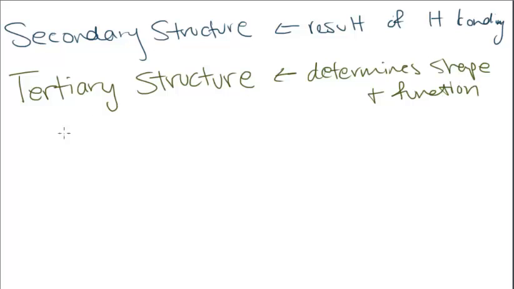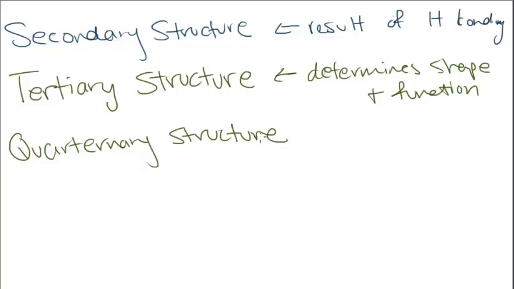And the last structure you need to know about is quaternary, and that's basically a bunch of proteins that have bound together in more than one polypeptide chain. Hemoglobin would be an example of quaternary structure. And if there's one thing that you remember about this, it's that tertiary structure determines shape and function. It's by far the most important structure, and I was actually tested on this in the SAT too, so know that.